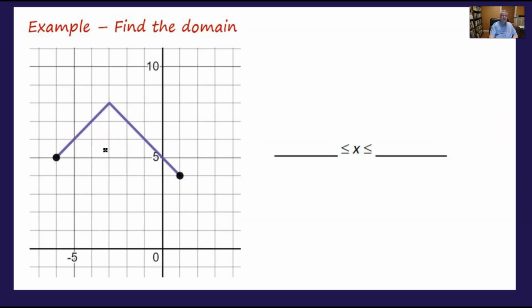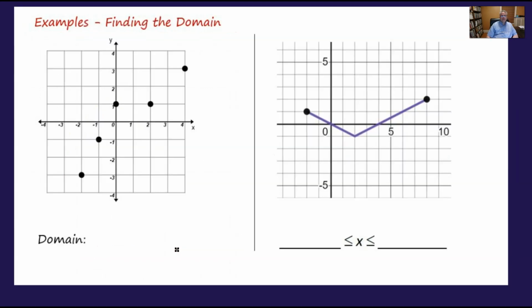All right, this one. How far left does it go? Well, it goes to x equals negative 6. How far right does it go? It goes to x equals 1. That's the domain. Everything in between negative 6, which is right here, and 1 has an output.